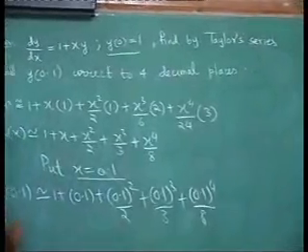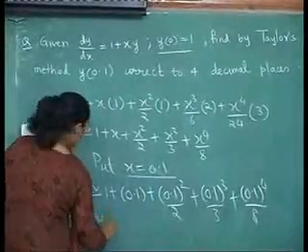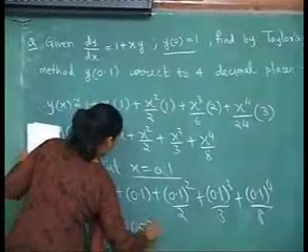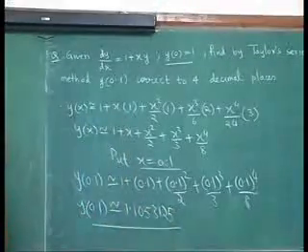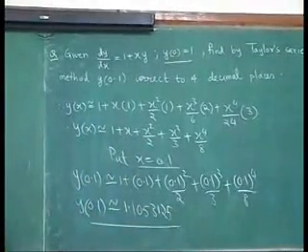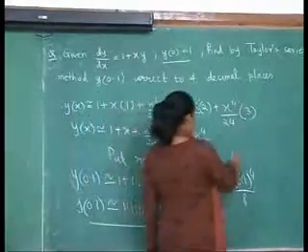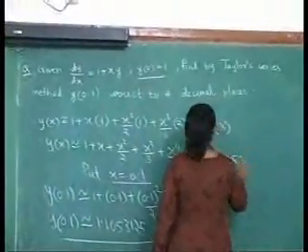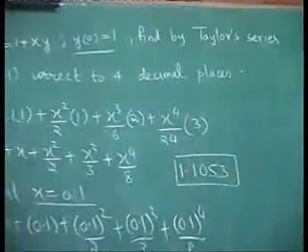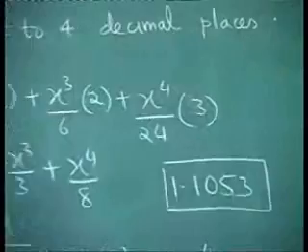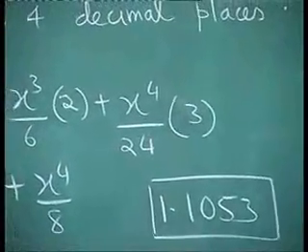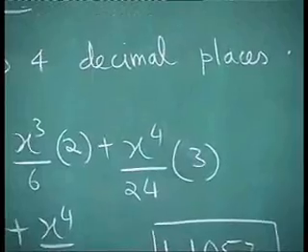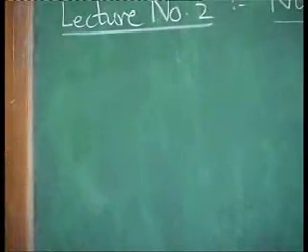y at 0.1. This is approximately 1.105325. So since we want the answer only up to 4 decimal places, you can pick up the first 4 decimal places and take the answer as 1.1053. So this should be the value of y at 0.1, correct up to 4 decimal places. So that is one of the methods to get the value of the solution at a given point close to x naught. Let us take a look at yet another method.